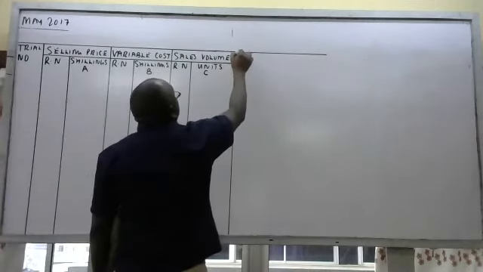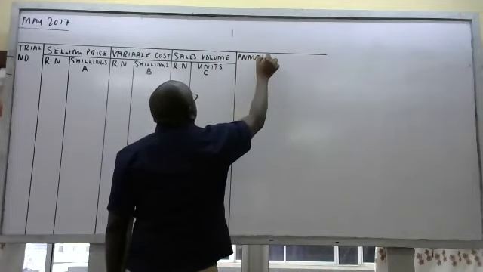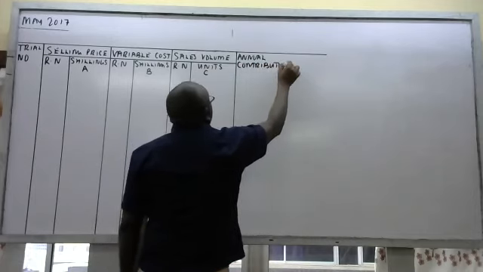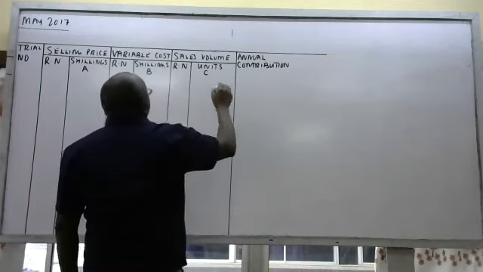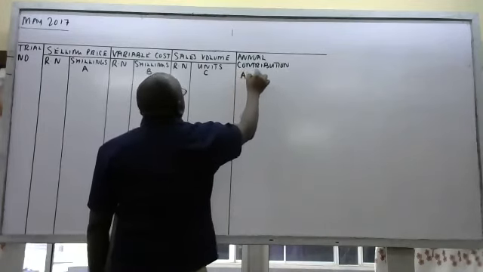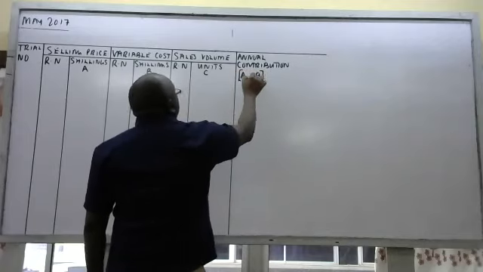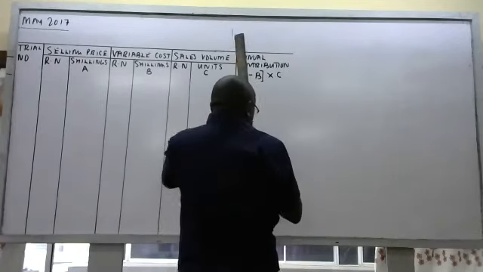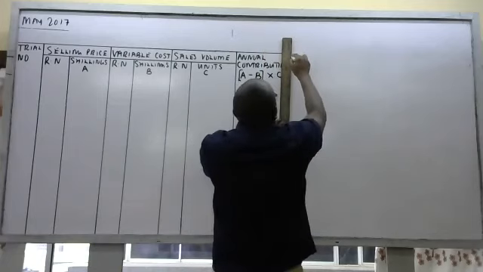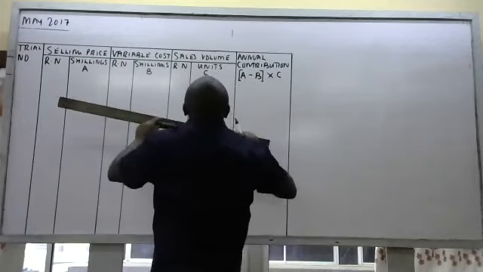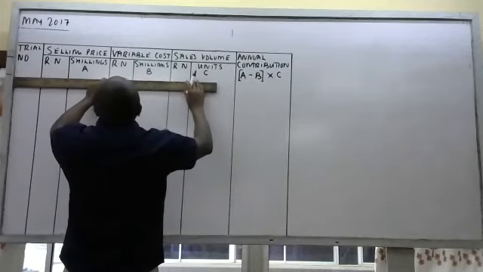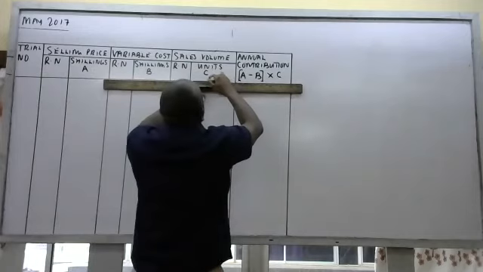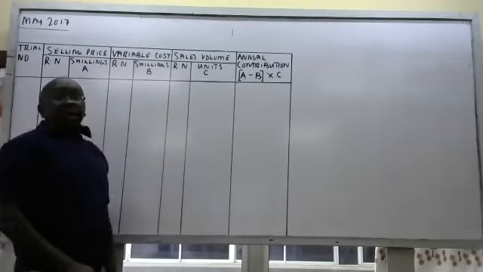Then we get annual contribution. Annual contribution, which will be given as A minus B, you multiply by C.